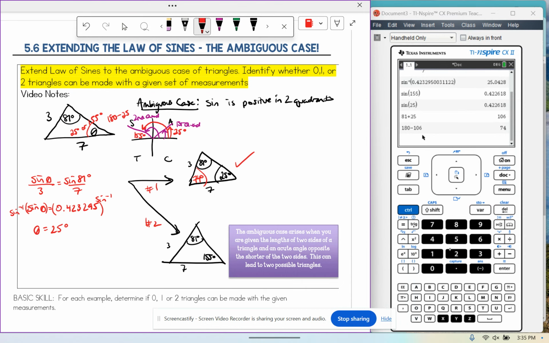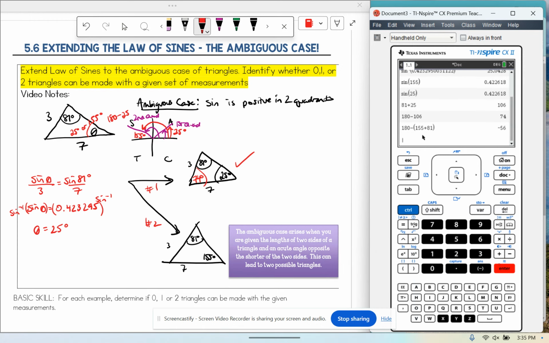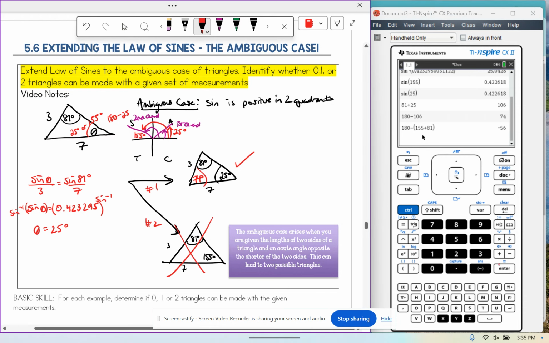If I do it with way number 2, I do 180 minus, and then I have 155 plus 81, and I get a negative number. There can't be negative degrees over here, so this triangle is not possible. But do you see how an ambiguity arises? Because a trig ratio could yield 2 possible angles, a 25 degree or a 155 degree, okay? And it's still an equivalent ratio. So that's the ambiguous case of sines.